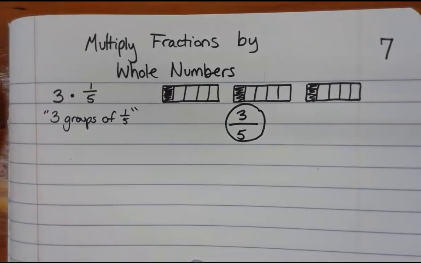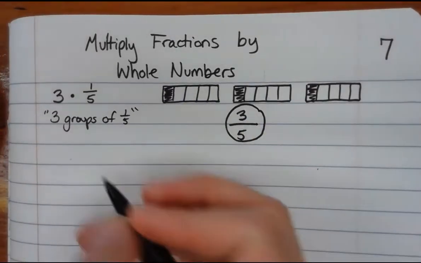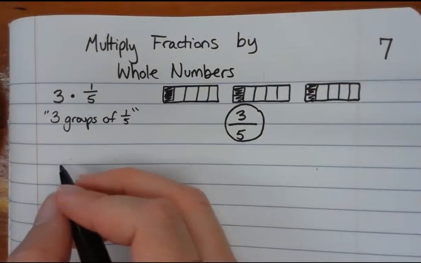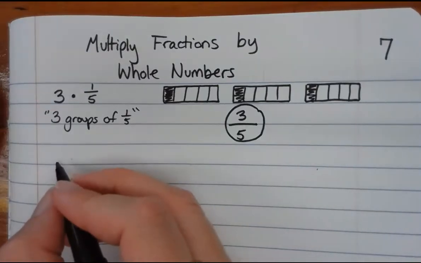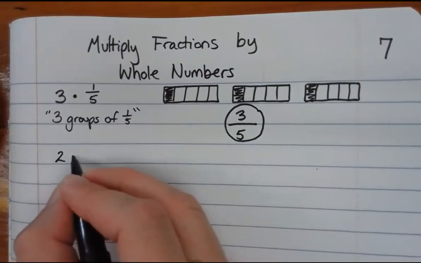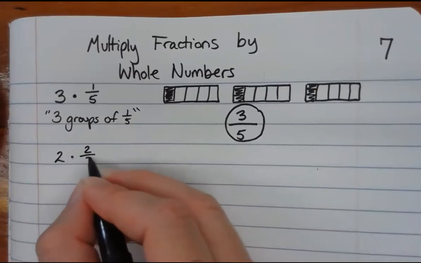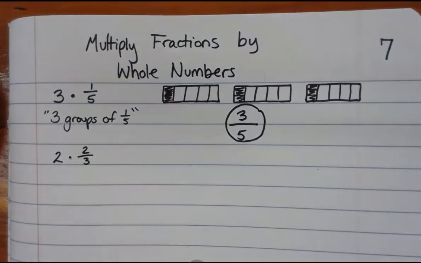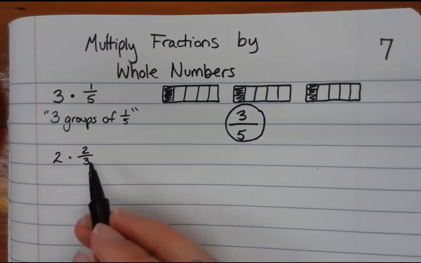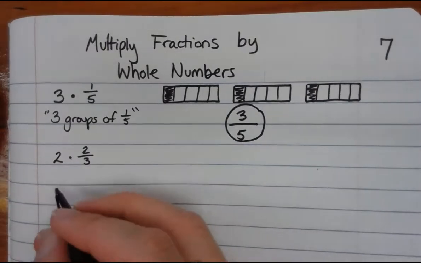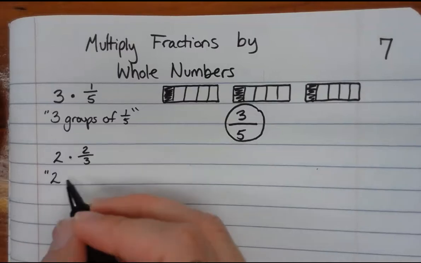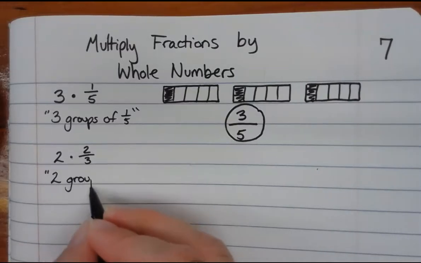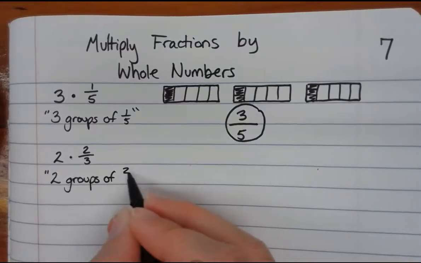Now, let's look at another one. Again, we're illustrating these with pictures right now. Let's try the problem 2 times 2/3. 2 times 2/3. So again, we have our whole number, we have our fraction, and we are going to illustrate it. So we think about what this means. This, of course, means 2 times 2/3 is 2 groups of 2/3.